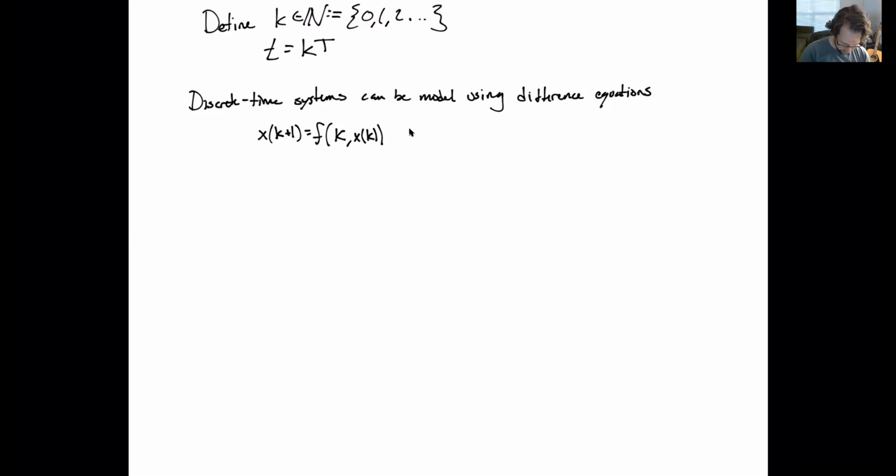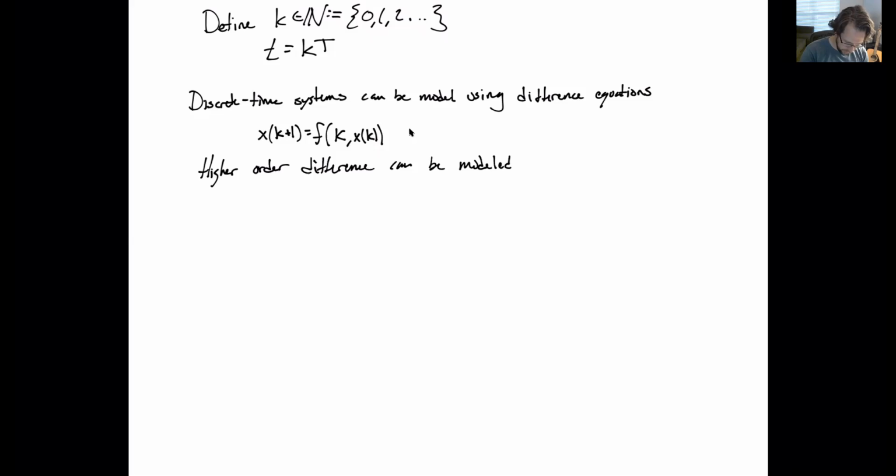So higher order difference equations can be modeled as well. A typical version of a higher order difference equation could be something like a Newton-Raphson method for integrating, where for the next step, you're looking at 2 steps behind, right?